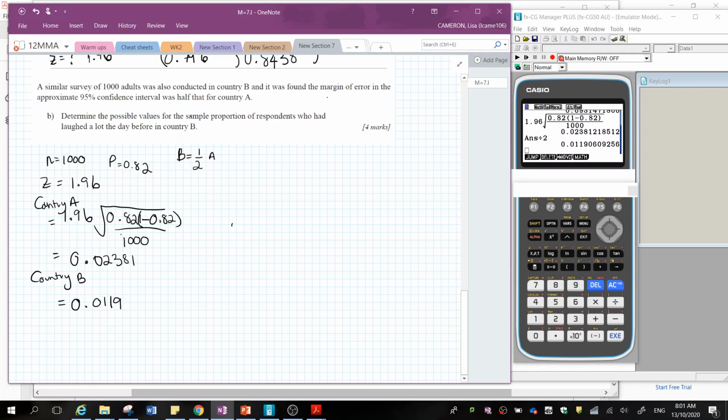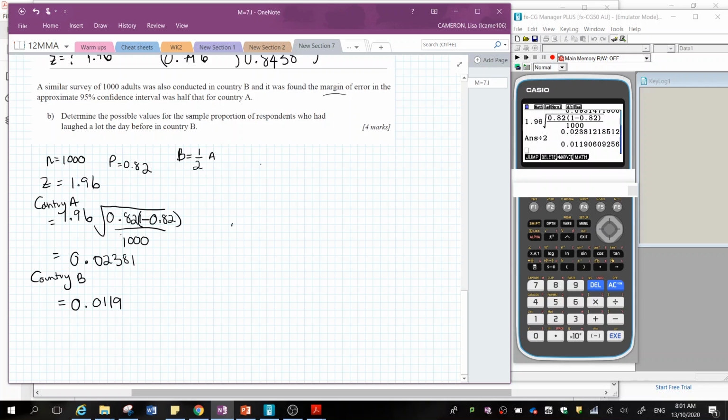Okay, so that's the first part, but we haven't actually answered the full question. So we've used the margin of error section of this question. We've used this information at the top. The question is asking us to determine the possible values for the sample proportion of residents who laughed a lot the day before in country B. So we found the margin of error, but now we need to find the sample proportion for country B.